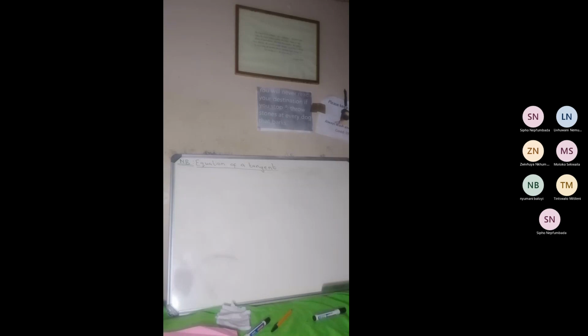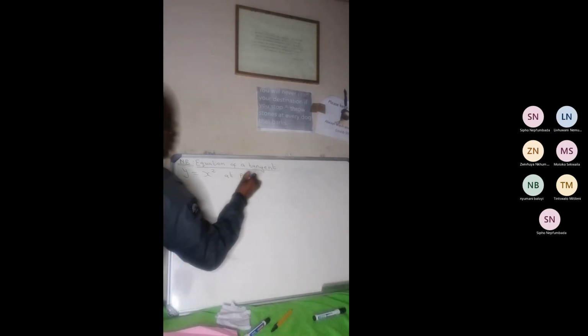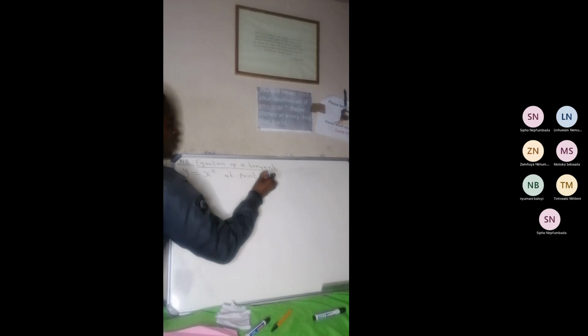So let's say you're given a function y is equal to x squared. They say find the equation of a tangent at point 1 and 1. I will start together.